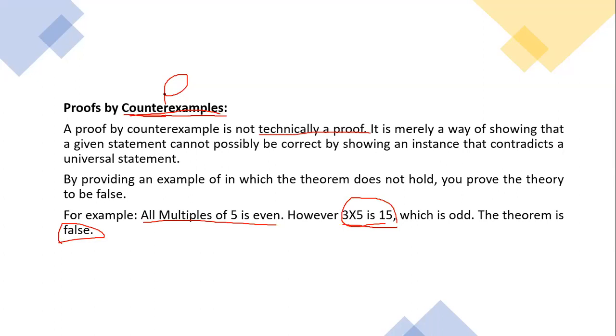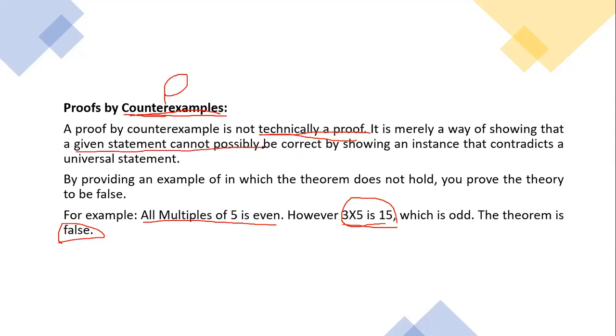In the universe we have some truths, like all multiples of 5 are even, but in some cases it may lead to falsity of a particular theorem. So it is not used in practice. Please note what is meant by a counterexample. It is merely a way of showing that a given statement cannot possibly be correct, by showing an instance that contradicts the universal statement. We are not using it anywhere, but please note what is meant by it.